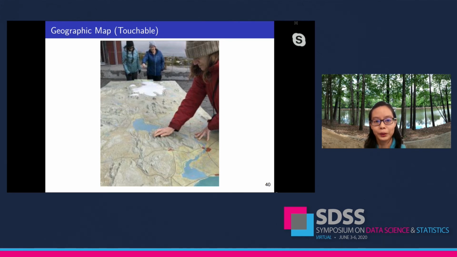So making a map touchable and 3-dimensional benefits everyone. For the people who cannot see well, they can understand it. And for the people with sight, they can be excited about it. And this kind of map would draw a lot more attention, which is a very good thing.